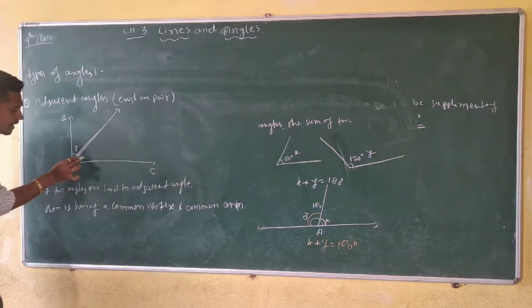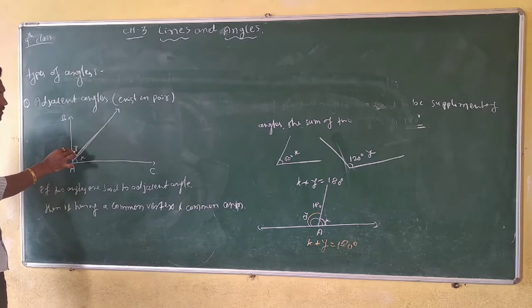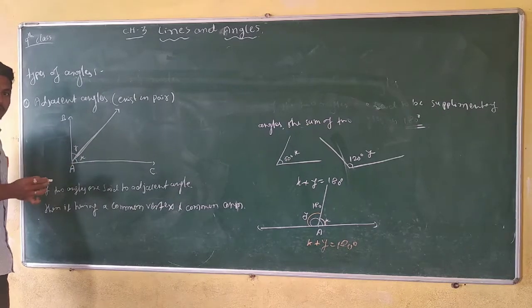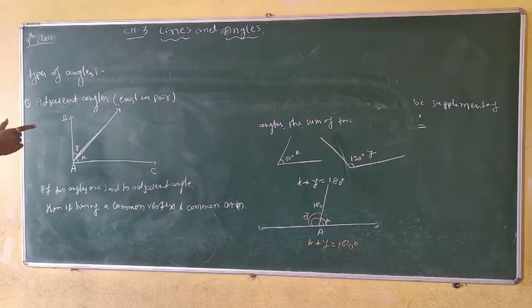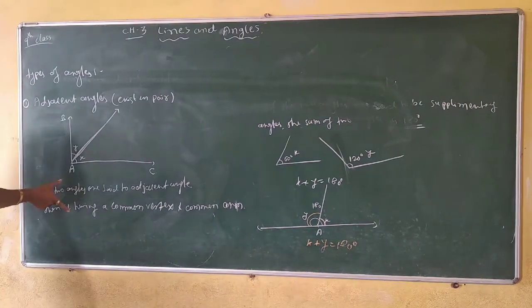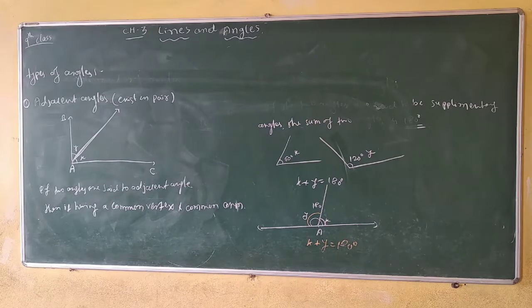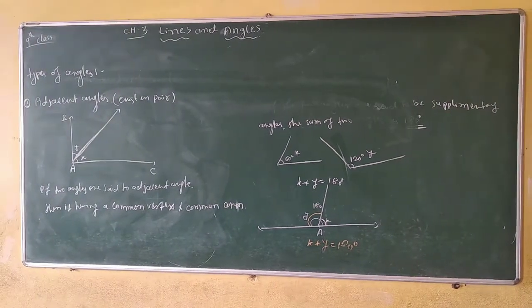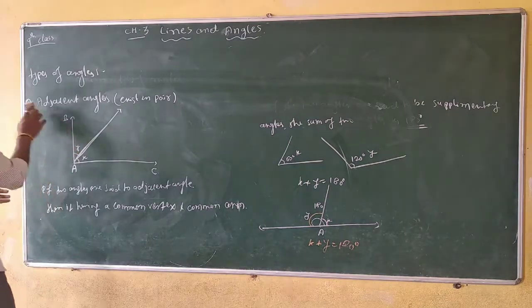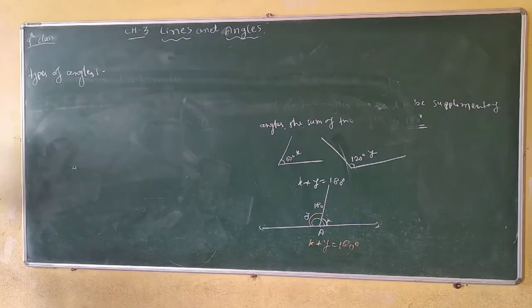See here, this angle X is beside angle Y, and angle Y is beside angle X. Like that, these angles are known as adjacent angles. Is it correct? Please note down this adjacent angle, and now let's move towards the next type of angles: linear pair of angles.